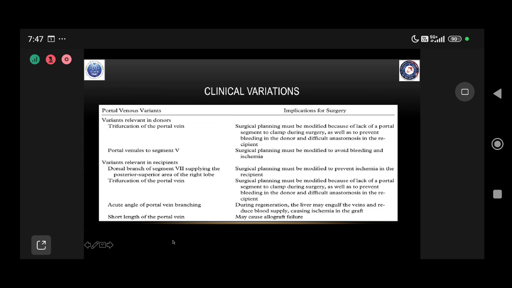This is just again a simple explanation of how we need to modify our technique and prevent ischemia in the postoperative period, especially for transplant patients.